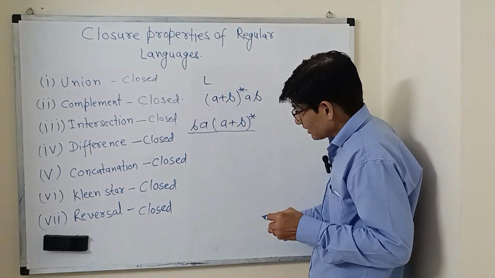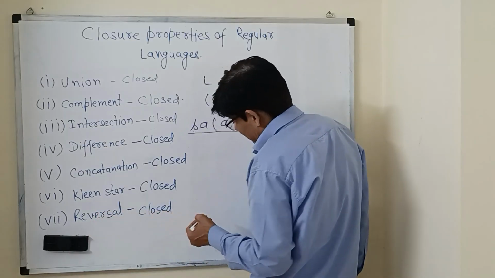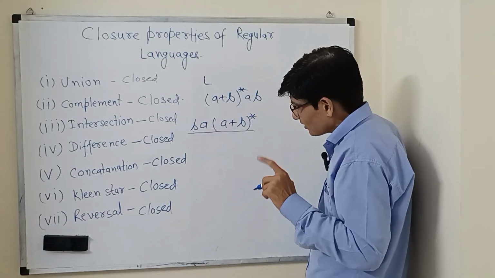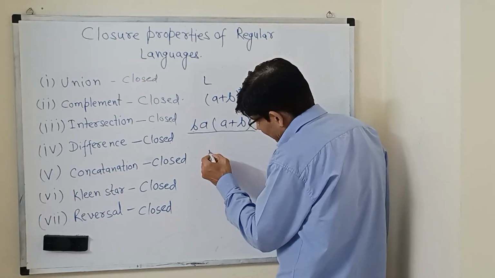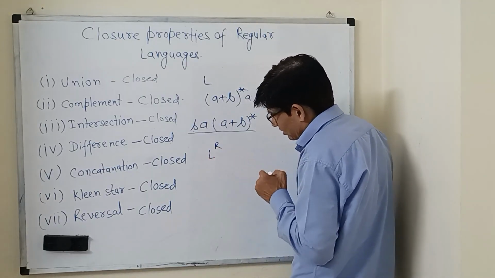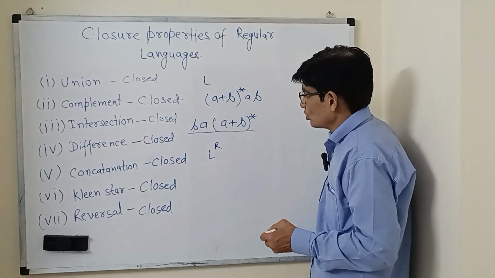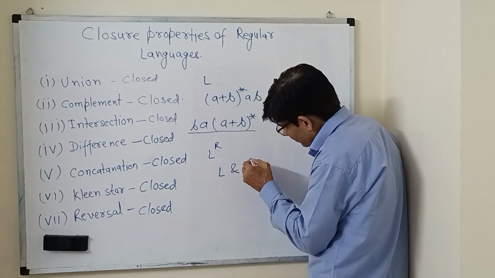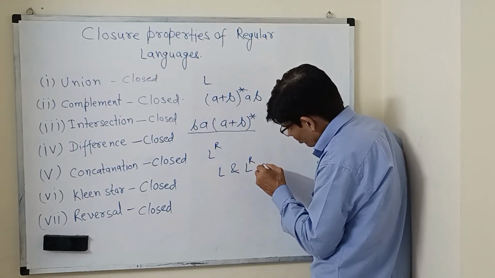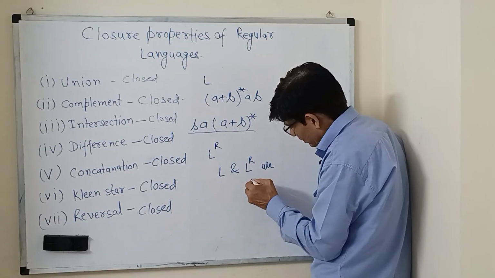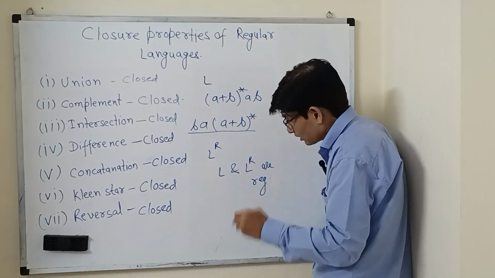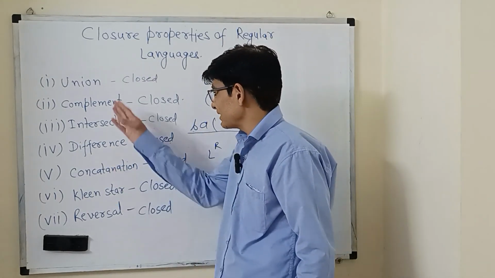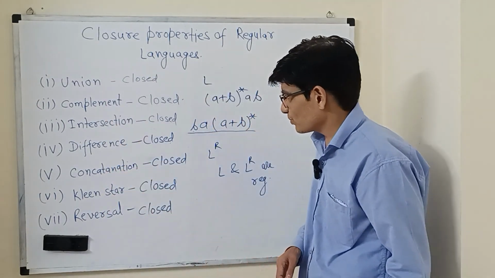That means the reversal of any regular language is again a regular language. The reversal of a language L we represent with L R. So L and the reversal of L both are regular. Now I hope, friend, you have a clear understanding of all these properties.